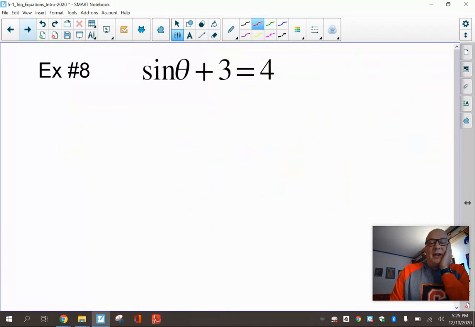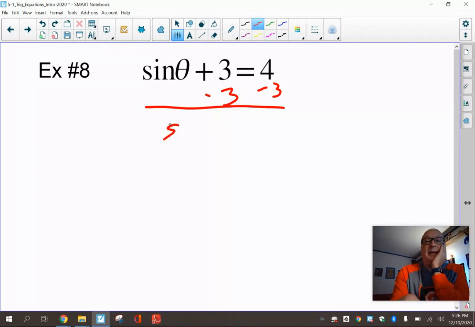So then I've got a couple more to do real quickly for you here. This is just good old regular sine. So what you're going to be doing is isolating sine, getting it alone, and then trying to use that unit circle process to figure things out. So I'm going to subtract 3. I get sine of theta equals 4 minus 3, which is 1.